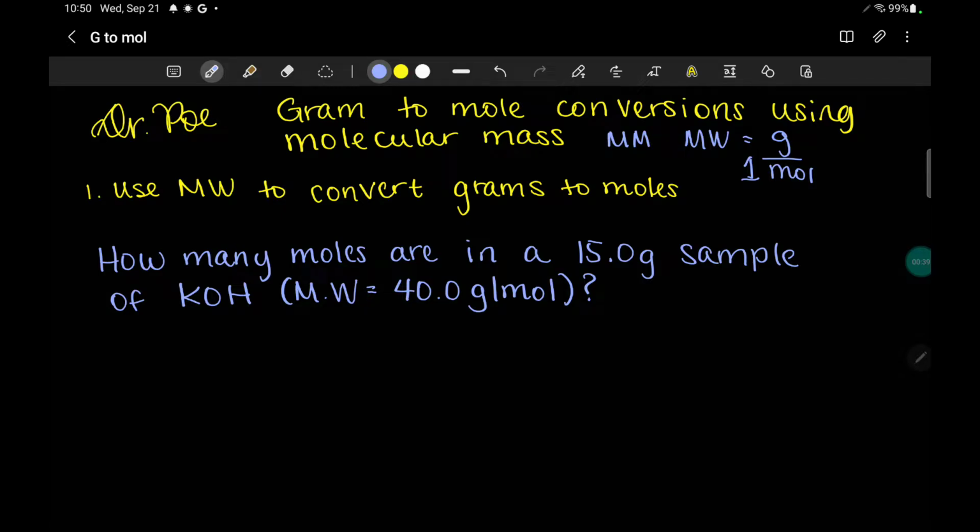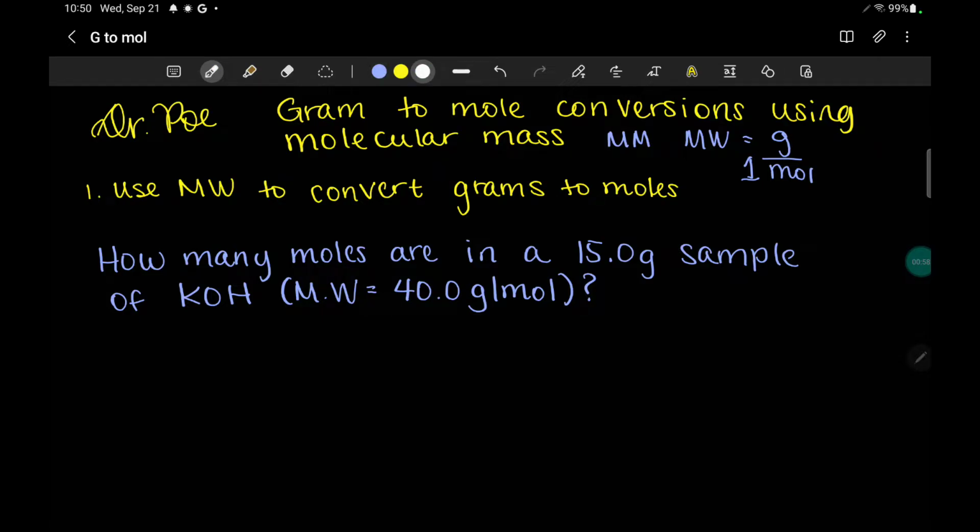So here's our sample question. How many moles are in a 15-gram sample of KOH, potassium hydroxide, which has a molecular weight of 40 grams per mole? So go ahead and pause the video really quick, try to solve it on your own, and then come back and see the answer.